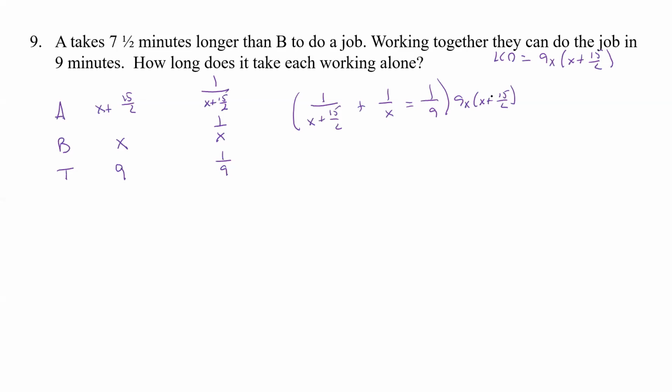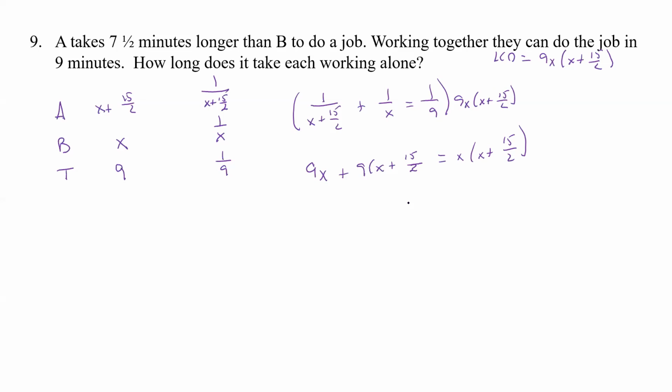And so when we take this times the first one, the x plus 15 over 2 cancels. We get 9x. When we take it times this one, we drop out the x, so we get plus 9 times x plus 15 halves. And then that equals, now the 9's cancel, and we get x times x plus 15 halves, okay?